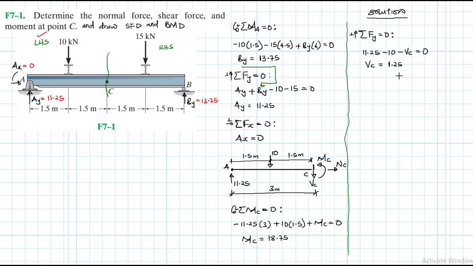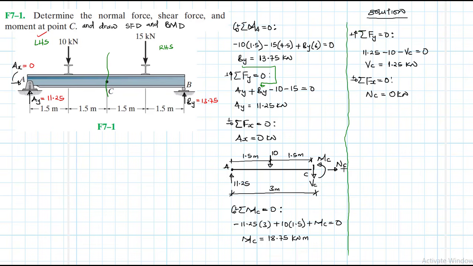Okay, so this is kilonewtons, and this is kilonewtons meter. This is kilonewtons, and this is kilonewtons in that manner. And then we have finally summation of forces in the x direction equal to 0. Okay, and then what we have is just NC is equal to 0 kilonewtons.